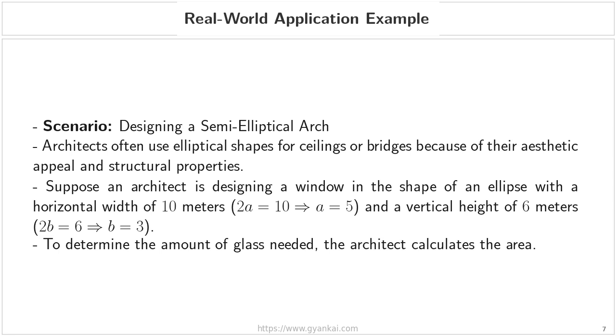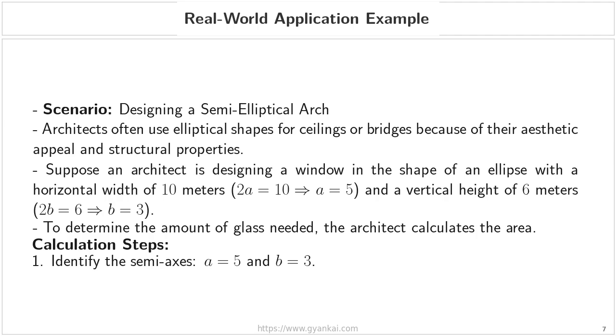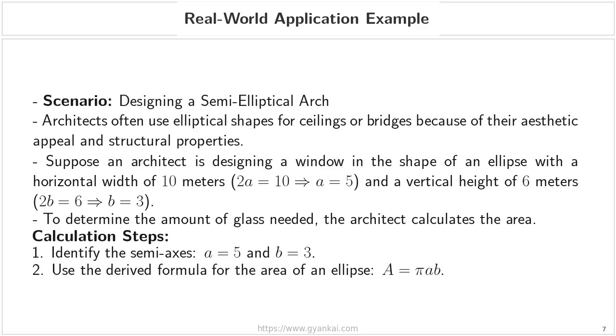To determine exactly how much glass is required to fill this window, the architect needs to calculate the total area. Let's walk through the calculation steps together. First, we identify our semi-axes from the dimensions provided. a equals 5 and b equals 3. Second, we use the formula we just derived in the previous slides for the area of an ellipse, which is area equals pi times a times b.